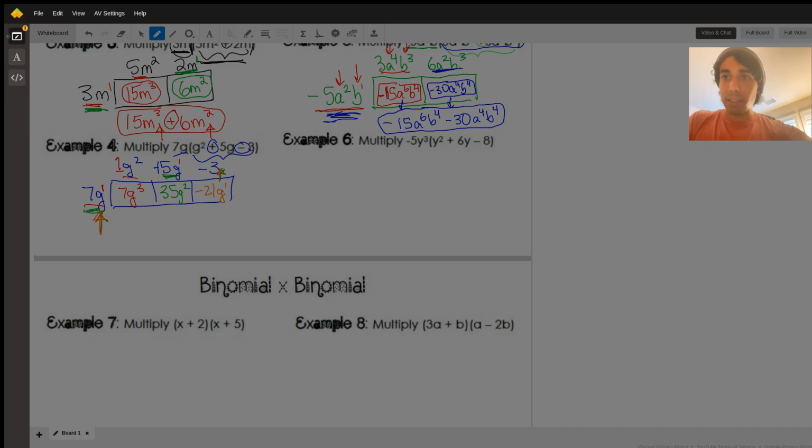All right, and as always, we're just going to bring everything down for our final answer. 7g^3 plus 35g^2 minus 21g. Or you could say 21g to the power 1. And that will be your final answer.